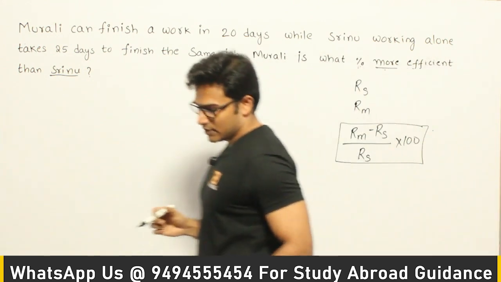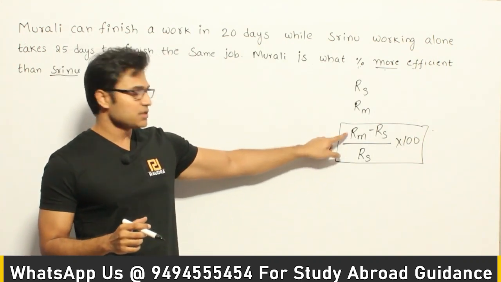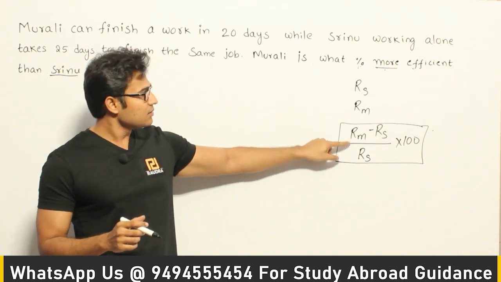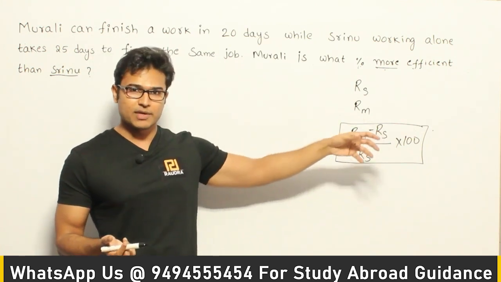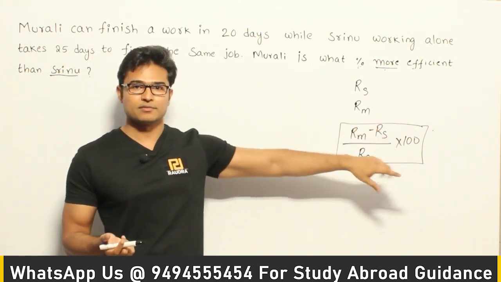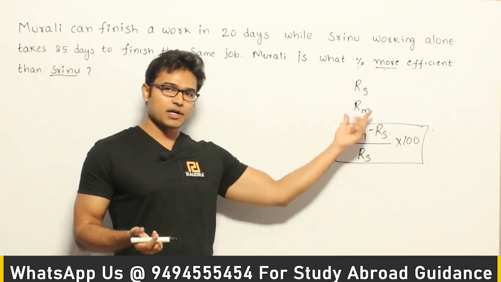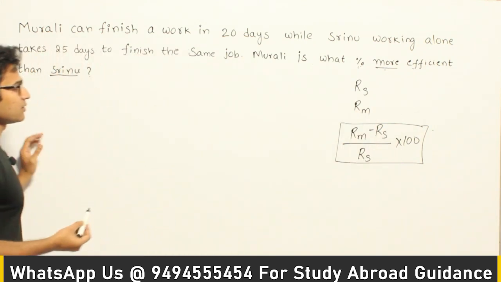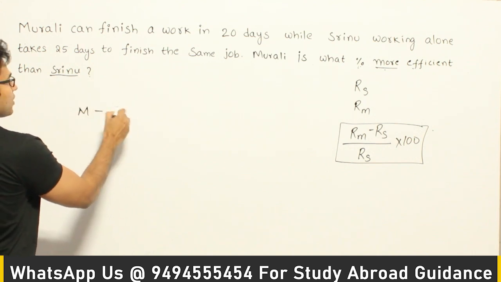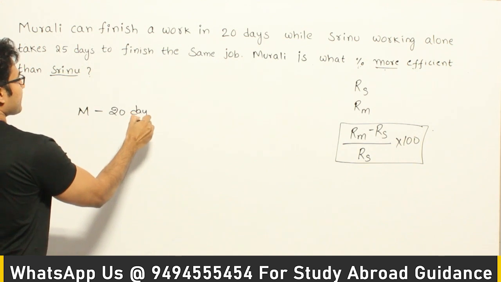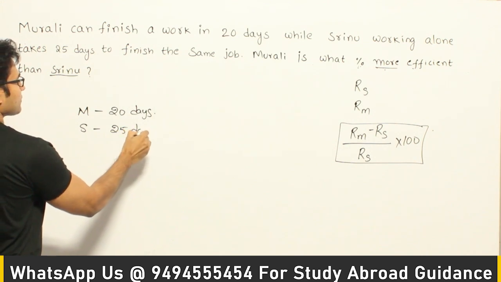Since the final answer is a ratio, you can imagine the total work to be some units, and whatever value you have imagined doesn't come into the final answer. Since the final answer is a ratio, you can directly substitute some imagined work and put it there. I'll tell you what we are trying to do here. We are given that Murali can finish a work in 20 days, and similarly Srinu can finish it in 25 days.